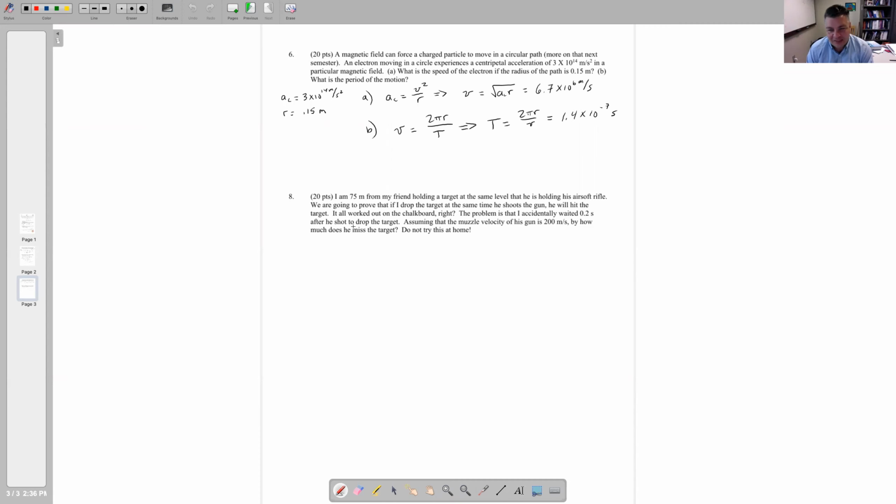We're given the muzzle velocity of his airsoft rifle. By how much does he miss the target? And then I also say, don't try this at home. So really, we need to keep track of two objects.